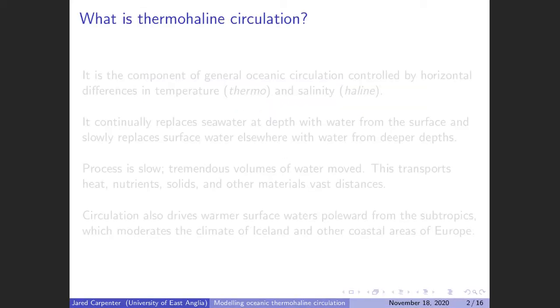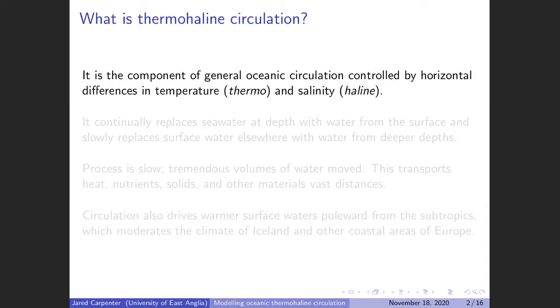So a good question would be, what is thermohaline circulation? It is the component of general oceanic circulation controlled by horizontal differences in temperature, and that's where we get thermo from, and salinity, which is the haline from. For about the top 400 meters of the ocean, current is driven by wind primarily, and it's superimposed on this oceanic thermohaline circulation. Water at depth, which is cooler and less salty, replaces the warmer, saltier water nearer the surface of the ocean, as you can imagine, particularly from equatorial regions, thanks to evaporation.